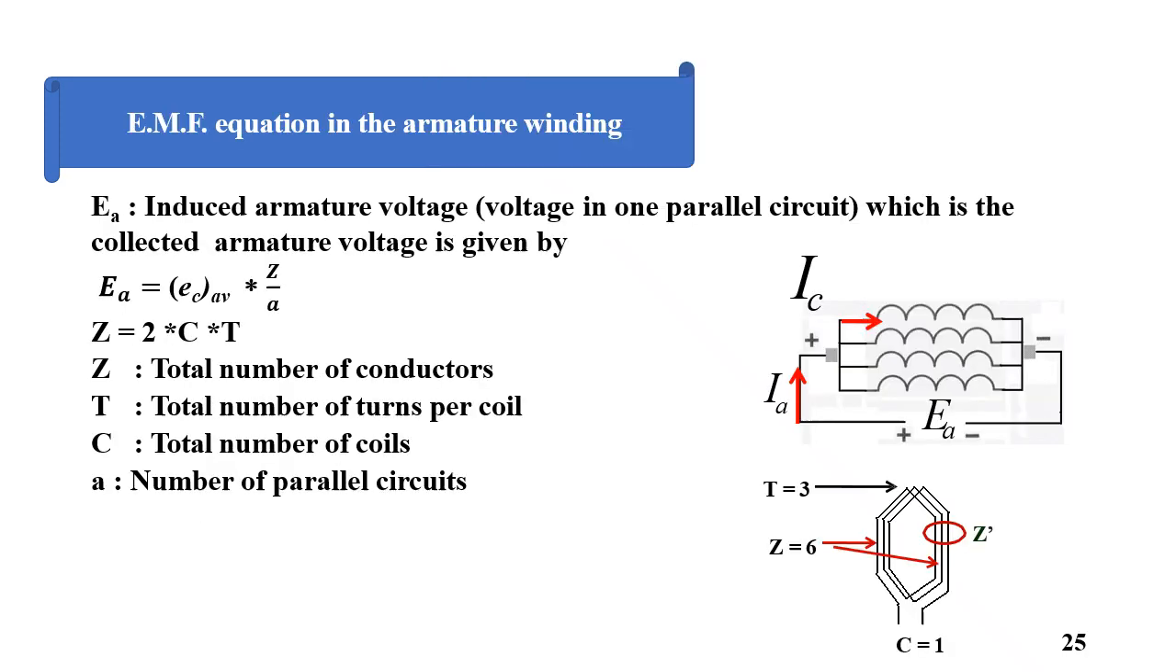First, we continue the induced EMF equation. EA equals E conductor average times Z over A, where Z is the number of conductors, which equals 2 times the number of coils times the number of turns. Z is the total number of conductors, T is the number of turns per coil, C is the number of coils, and A is the number of parallel passes.